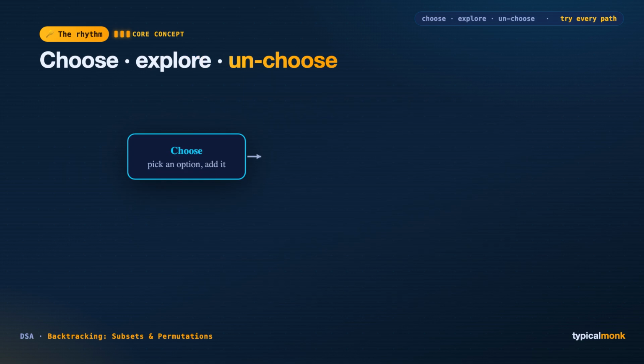Every single backtracking solution you will ever write follows the same three-beat rhythm. So let us name it clearly. Beat one, choose. From the options available at this step, pick one and add it to your current partial solution. You are committing tentatively to this choice and seeing where it leads. Beat two, explore. Recursion. Call the function again to make the next choice on top of the one you just made. This is where you go deeper down the current path, building the solution further until you either complete it or hit a point where you can go no further.